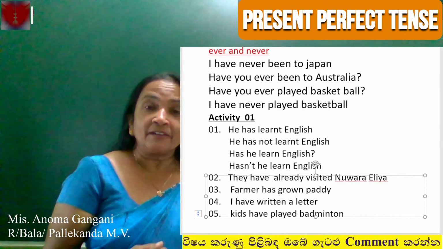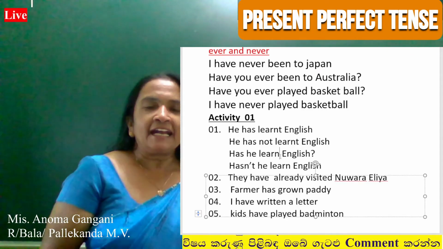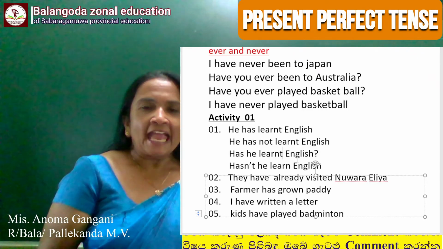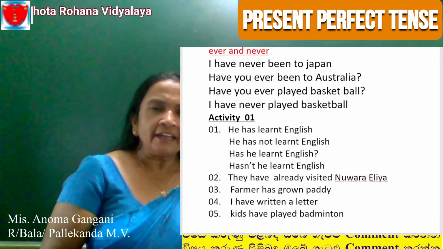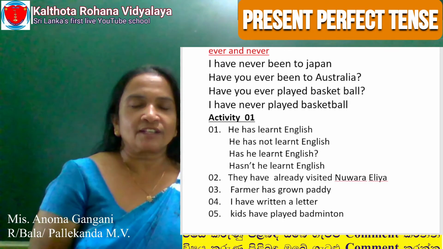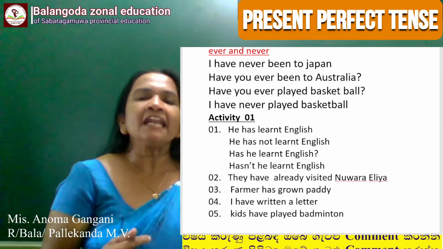Then next one also. Has she learned English? Hasn't he learned English? Here, first one: he has learned English. Positive. Negative: he has not learned English.